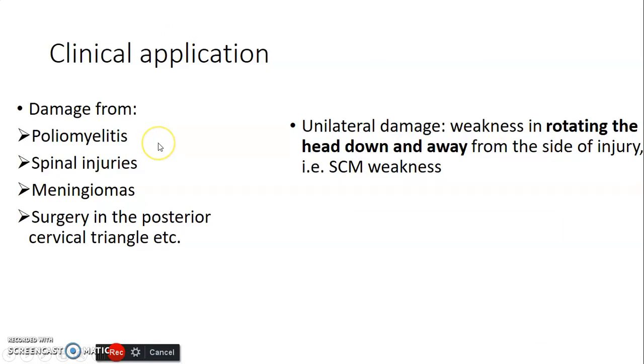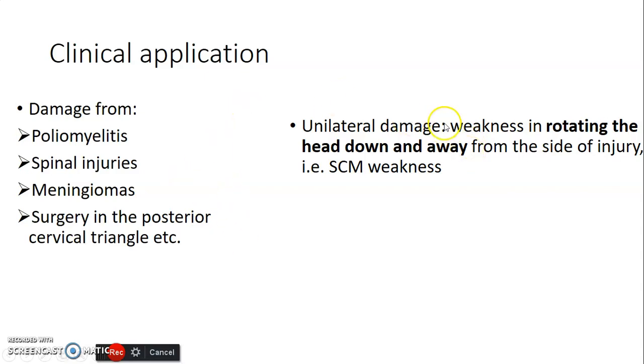What are the applications? The accessory nerve can be damaged due to poliomyelitis, which is a viral infection affecting motor nerves. You can have spinal injuries because the spinal portion is from C1 to C5. You can have meningiomas, tumors of the meninges, that can compress it. Surgeries in the posterior triangle of the neck can affect the accessory nerve.